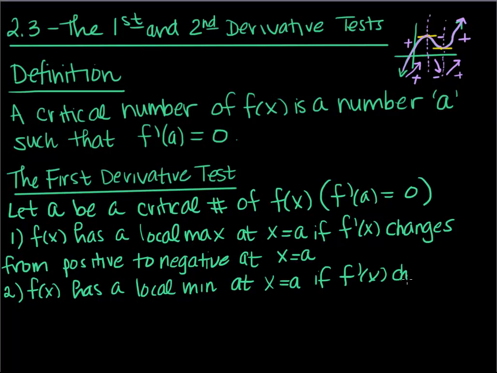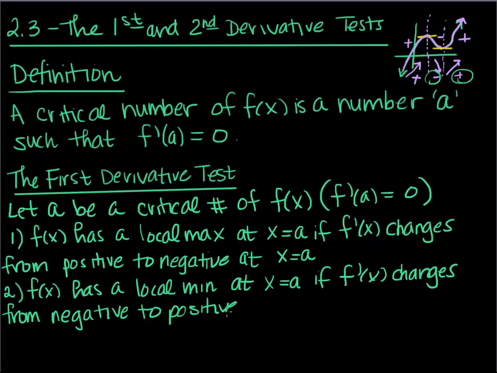So it has a local minimum at x equals a, at that critical number, if f prime of x changes, now instead of positive to negative, let's look at our minimum up here. What is it changing from? Negative to positive. Has a local min at x equals a if f prime of x changes from negative to positive at a. Now remember, this is just telling you where the minimum or maximum occurs. It's not telling you what the actual value is.